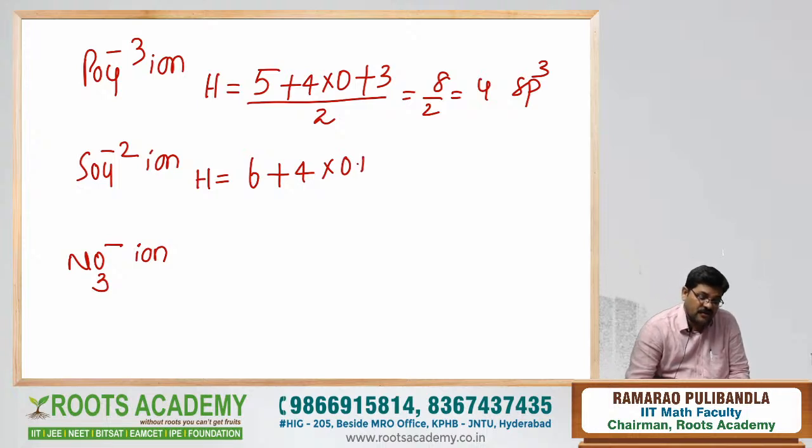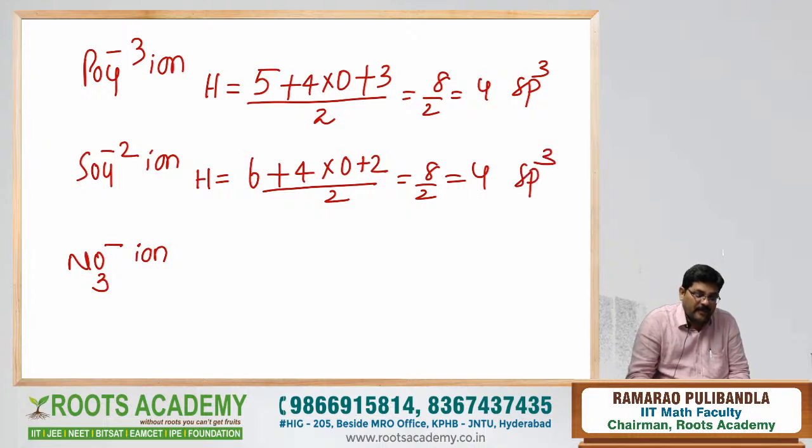Minus 2 means adding 2, by 2. That means what do you write? 8 by 2. 8 by 2 means 4. Therefore, the hybridization is sp3, because the value is 4. There is participation of 4 hybrid orbitals.